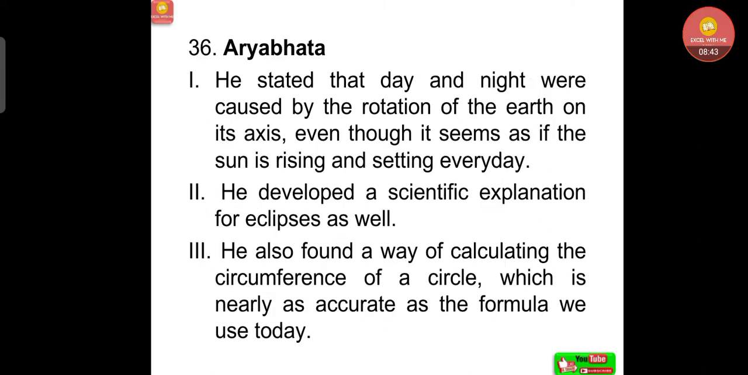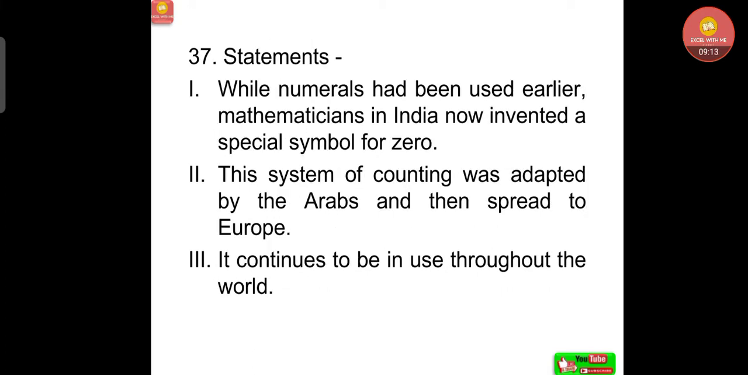Now let's see the statements related to Aryabhatta. He stated that day and night were caused by the rotation of the earth on its axis, even though it seems as if the sun is rising and setting every day. He developed a scientific explanation for eclipses as well. He also found a way of calculating the circumference of a circle which is nearly as accurate as the formula we use today.